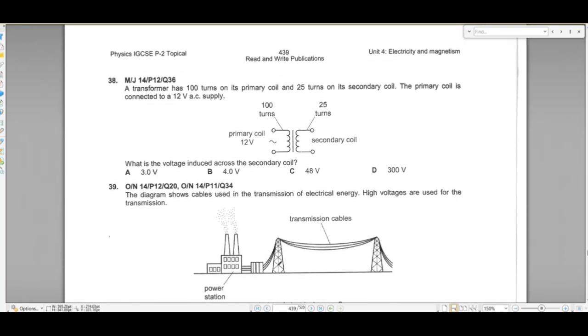Question number 38. A transformer has 100 turns on the primary coil and 25 turns on the secondary coil. The primary coil is connected to a 12-volt AC supply. What is the voltage induced across the secondary coil?